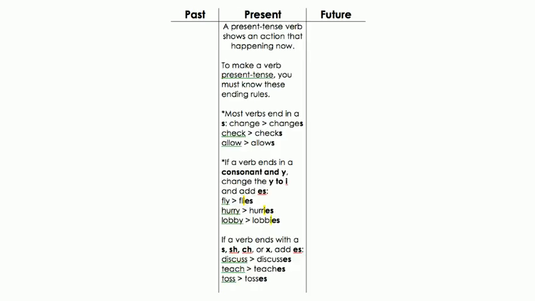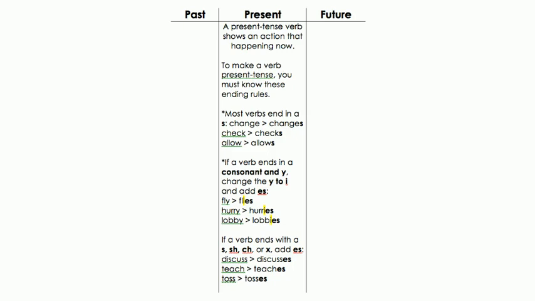A present tense verb shows an action that's happening now. To make a verb present tense, you must know these ending rules. Most verbs end in an S. Change becomes changes. Check becomes checks. Allow becomes allows. All we had to do was add an S.